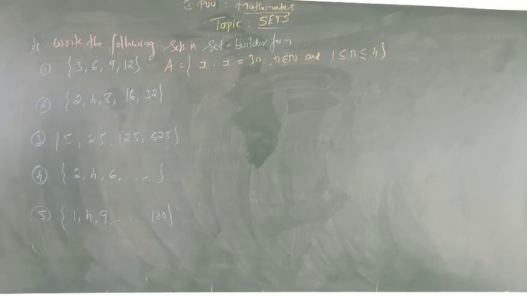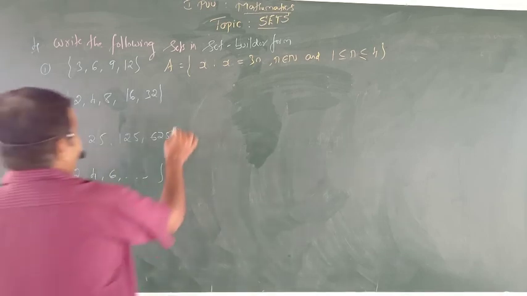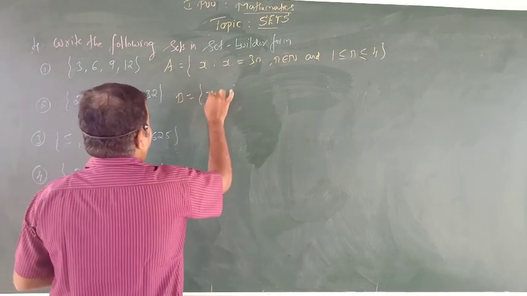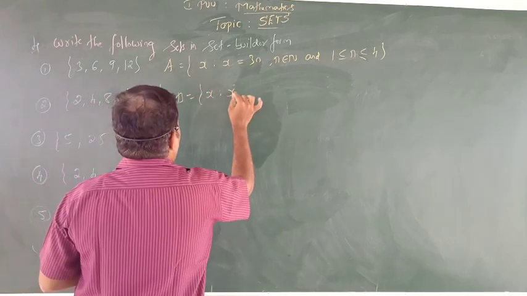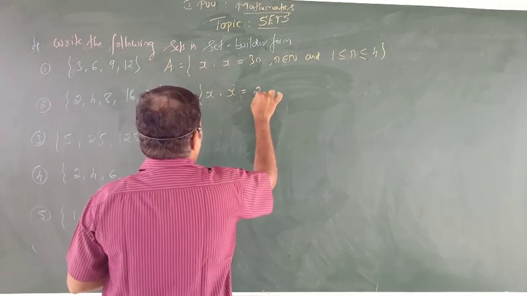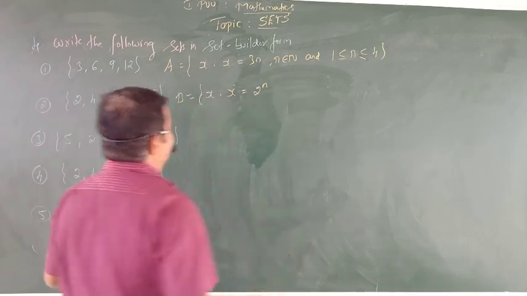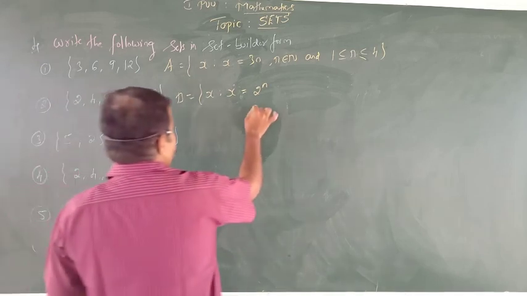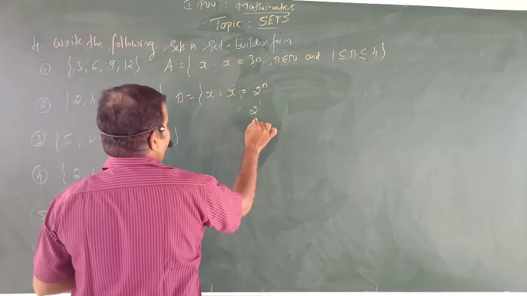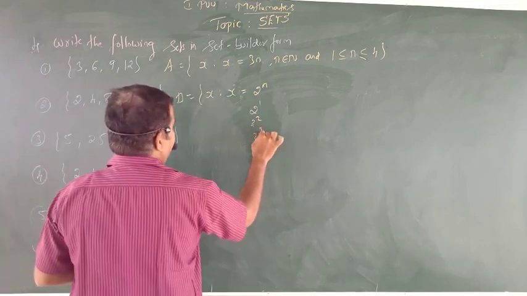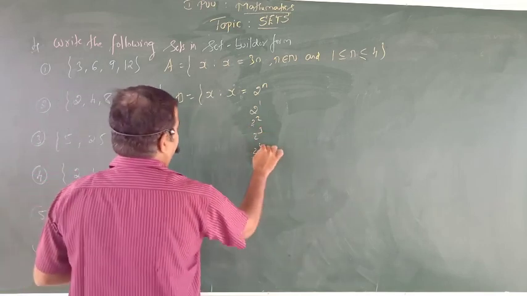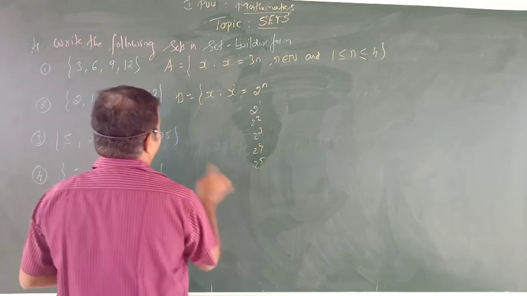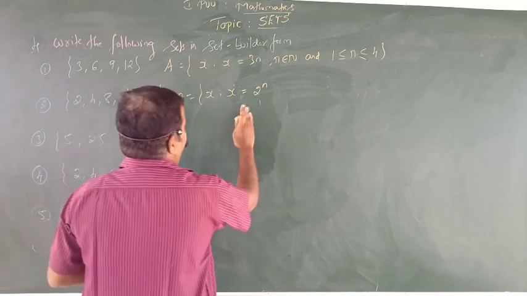Let me go for the next one. The second one is obviously 2, 4, 8, 16, 32. So I can write like this: set B equals x such that x is equal to 2 to the power of n. So 2 to the power of n can be written there. So we can go like this: 2 to the power of 1 is 2, 2 to the power of 2 is 4, 2 to the power of 3 is 8, 2 to the power of 4 is 16, 2 to the power of 5 is 32. So I'll write it like this.